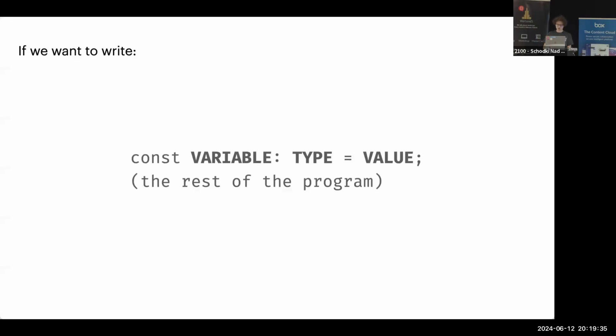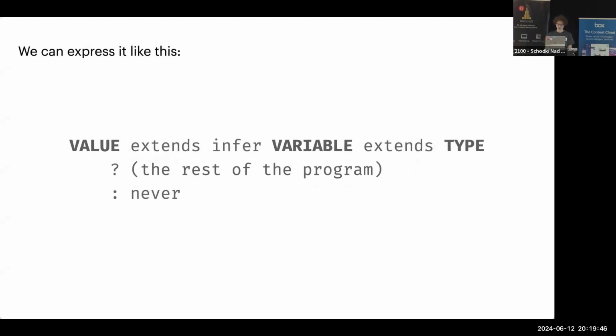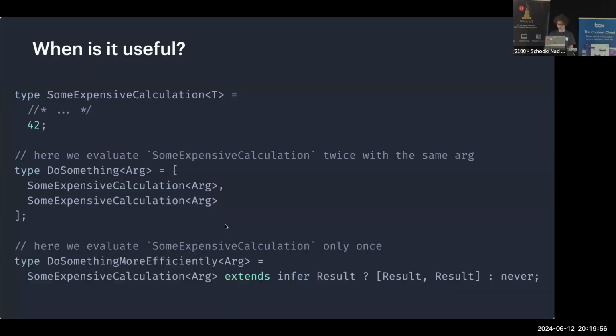So this is the general formula. If you want to write something like this, const variable of type equals value, semicolon, then the rest of the program where we can reference the variable, we can rewrite it like this when we are doing type level programming. So we write value extends infer, name of the variable, extends type, then the rest of the program, and this trailing never. Is it useful outside of this little experiment?